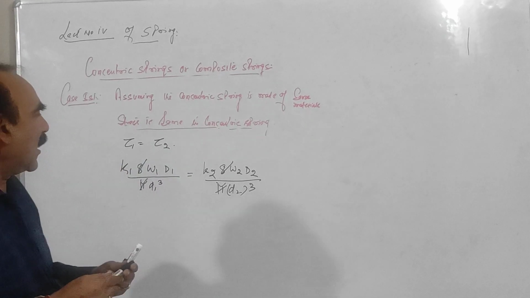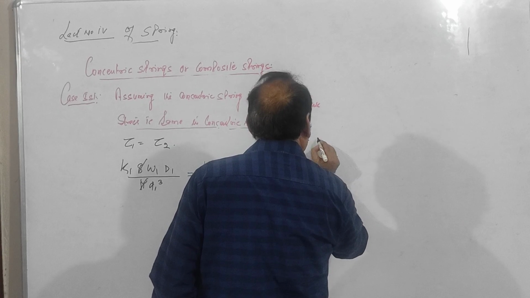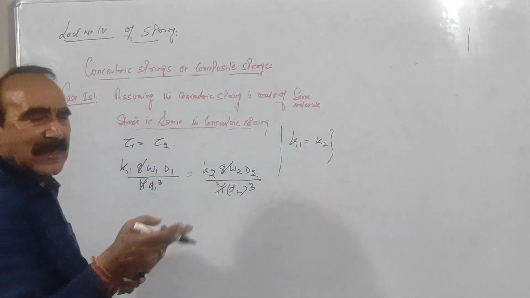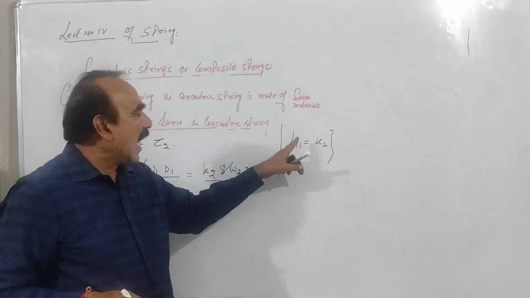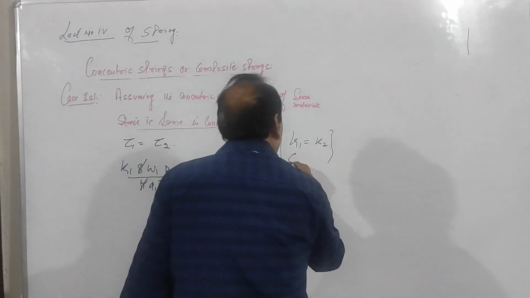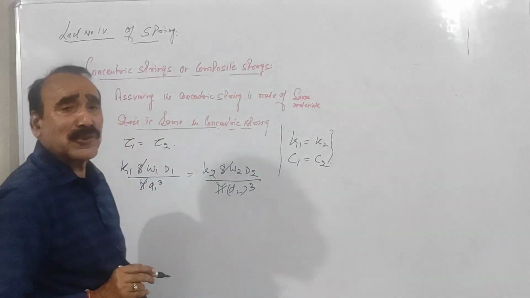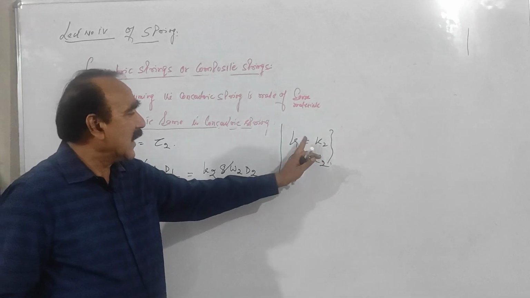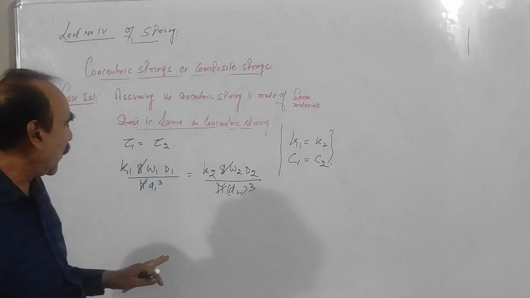तो K1 आपका क्या होगा? K1 जो था, this is equal to K2. In order to design the spring of the same material, I have given you the condition that in that case K1 is equal to K2, and if K1 is equal to K2, it means in that case C1 is also equal to C2, right? Spring index number भी दोनों का बराबर होना चाहिए, तो ये जो conditions मैं साइड पे लिख देता हूँ, right? K1 is equal to K2 and C1 is equal to C2. I think you understood up to that point.